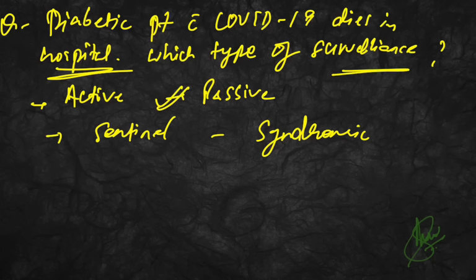Now, a diabetic patient with COVID-19 dies in a hospital. Which type of surveillance can be done? In a hospital we can do passive surveillance. The options were active, passive, sentinel and syndromic surveillance, but the answer is passive surveillance.